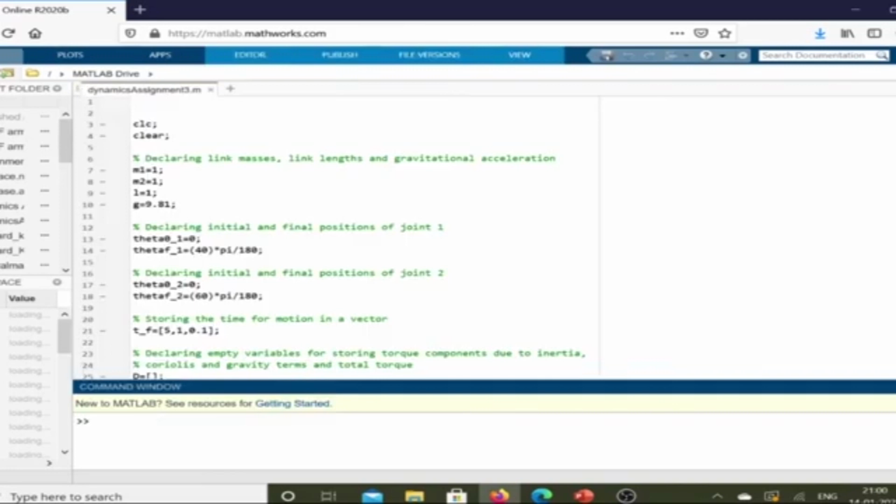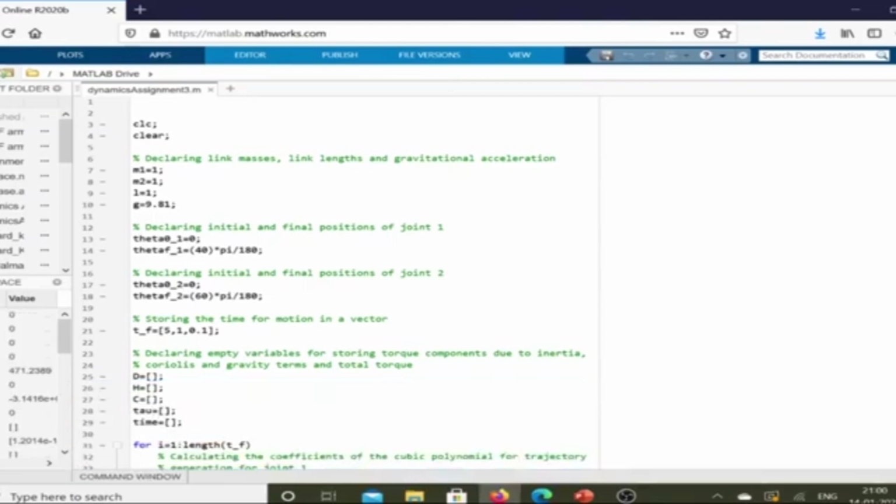And I have opened the inverse dynamics program. This is the inverse dynamics program, and the way it is written is the way I was explaining it some time back. First, we are going to declare link masses, link lengths, and gravitational acceleration. So m1 is equal to 1 and m2 is equal to 1. Just for simplicity, we are saying that the mass of the links is unit mass. Link length is also unit, and gravity is 9.81.